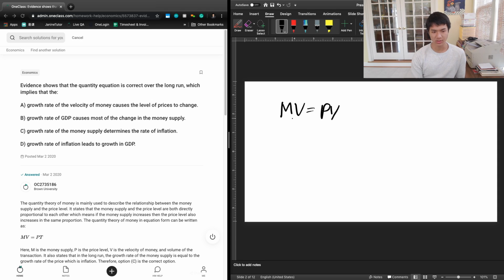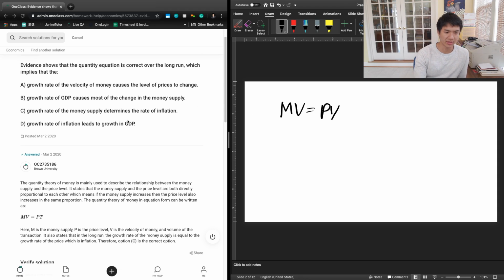And finally, D says growth rate of inflation leads to a growth in GDP. But first, inflation would be variable while GDP is constant. And second, P and Y both appear on the same side of the quantity equation, not on different sides. And so those would be equivalent rates of growth. And so C is going to be our best answer here. Growth rate of the money supply determines the rate of inflation.